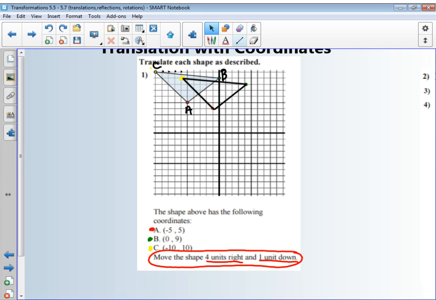Okay, so we're going to go ahead and practice that again. You should be doing this on your worksheet. So we're going to go ahead and try another one here.